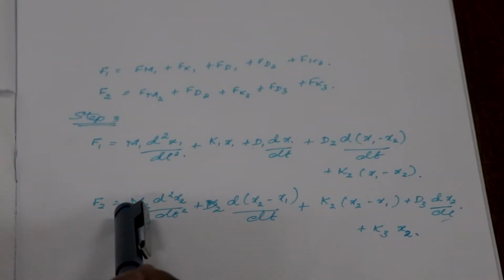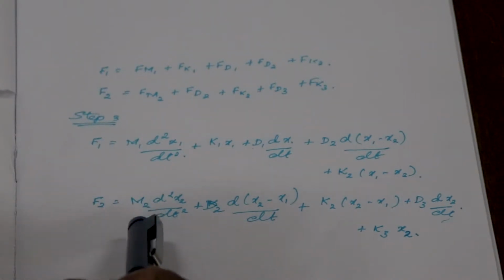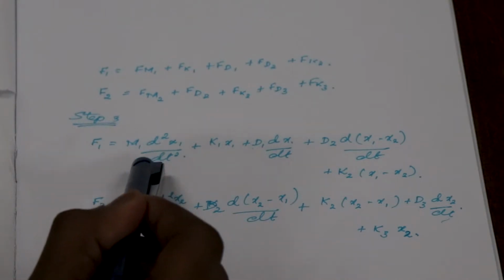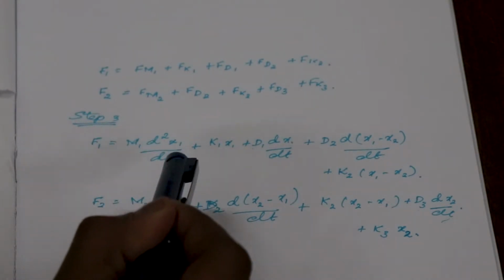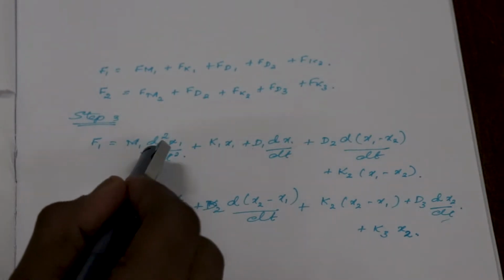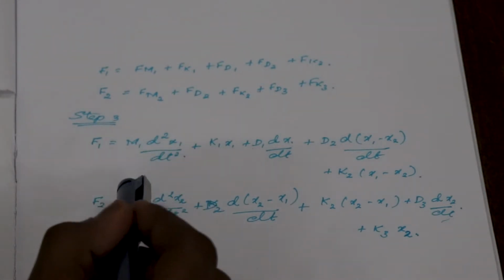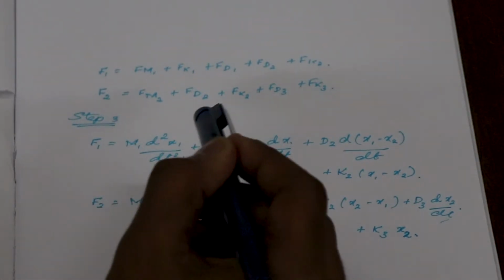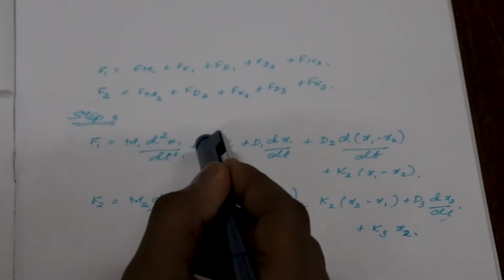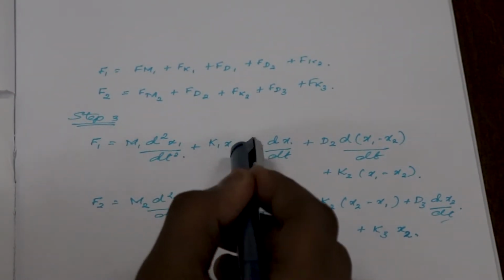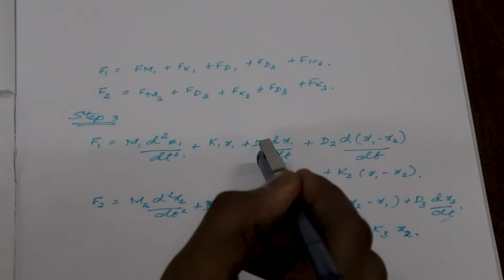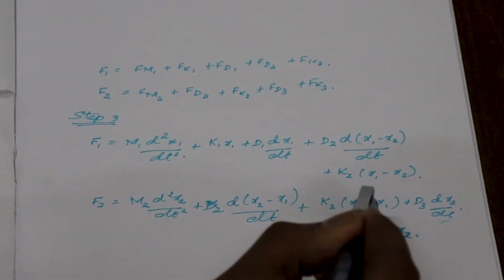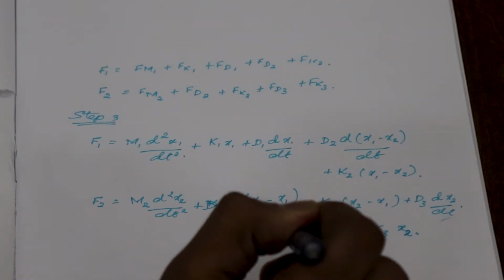Step 4 intends at writing the same equation in terms of velocity. As we know, this is in terms of displacement. To convert it into velocity, we reduce the derivative terms by one order. Therefore, it becomes m1 into dv divided by dt. And similarly, for the spring term, it becomes k1 into integral of v dt. And for the damper, it becomes d1 into v1. Keeping this in mind, we are now going to derive the equations in terms of velocity.